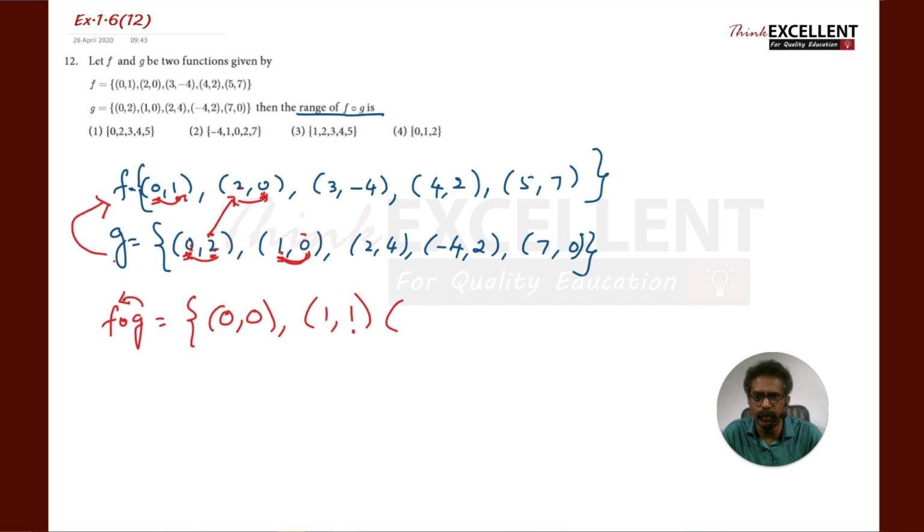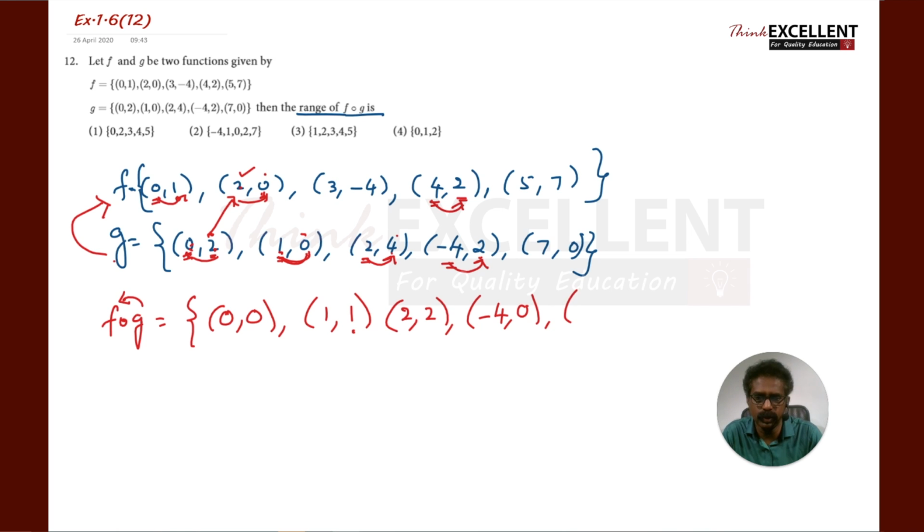Now take the next number, 2. In G only you have to start. 2 is related to 4. Now this 4 you look into F. Yes, here you have 4. The 4 is related to 2, and that 2 is the final answer here. The next one you take is minus 4. Minus 4 is related to 2, and that 2 you see here, already we have taken. That 2 is related to 0. So here you write 0.